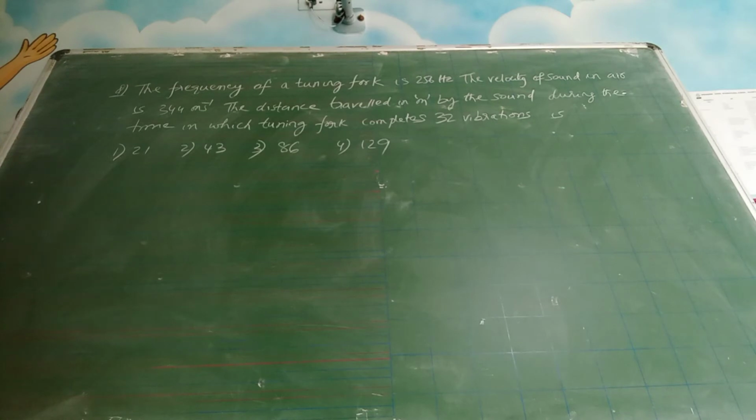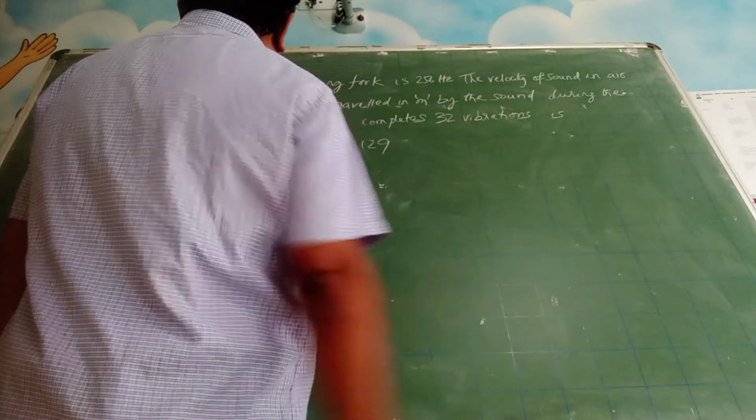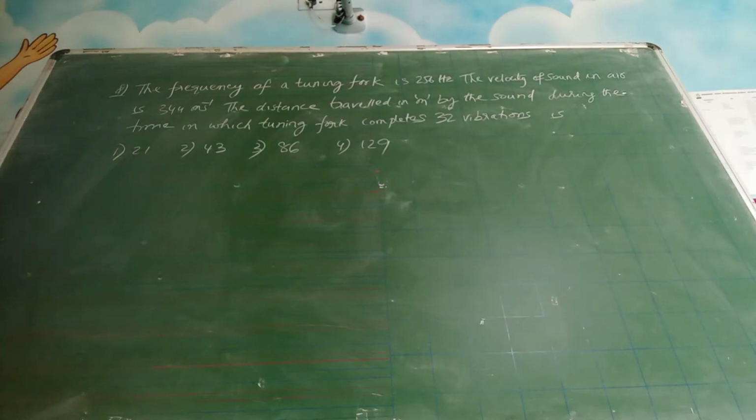Next, the frequency of a tuning fork is 256 Hz. The velocity of sound in air is 344 meters per second. The distance travelled in meters by the sound during the time in which the tuning fork completes 32 vibrations is. Although we have not discussed the speed of sound in the class, that I told you I will take up later, this is not exactly a question on those concepts.